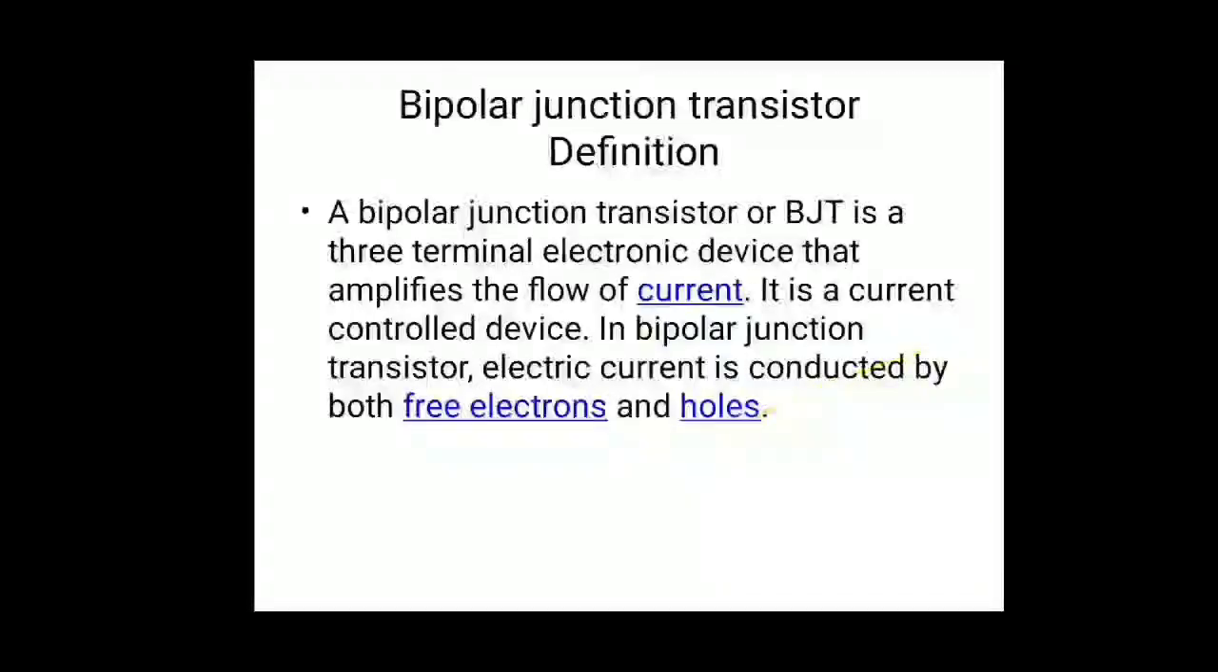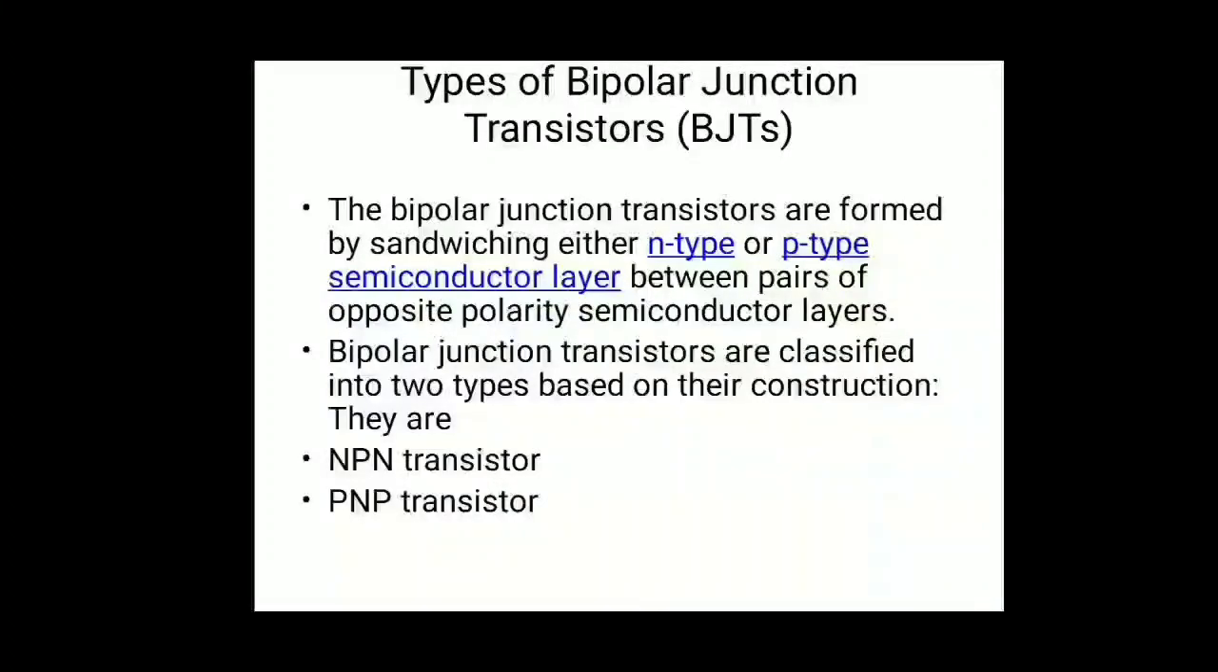Next, bipolar junction transistor definition. Already we know that the bipolar junction transistor is one of the amplifiers which can be used for current amplification purpose, as well as it is one of the current control devices. It is a bipolar transistor. Electric current is conducted by both free electrons as well as holes, so only it is called bipolar.